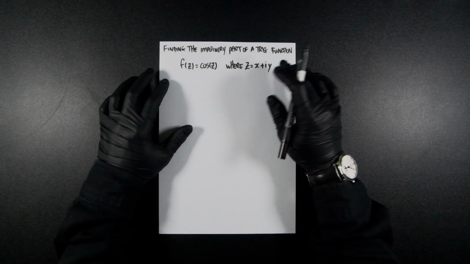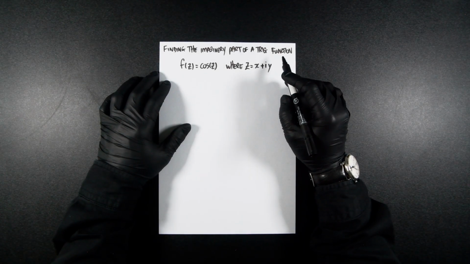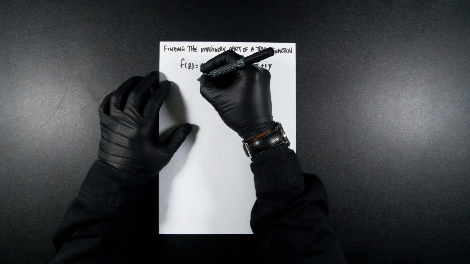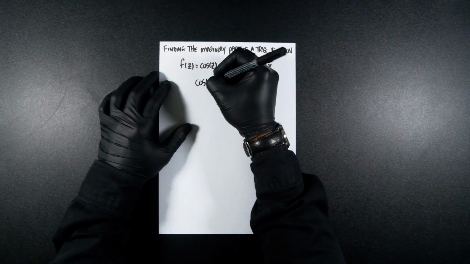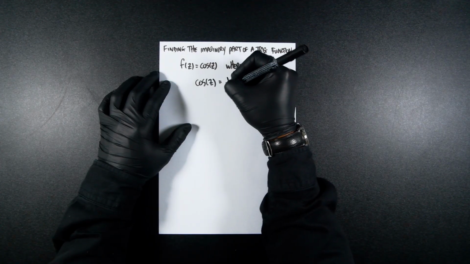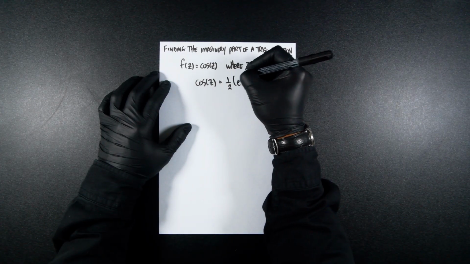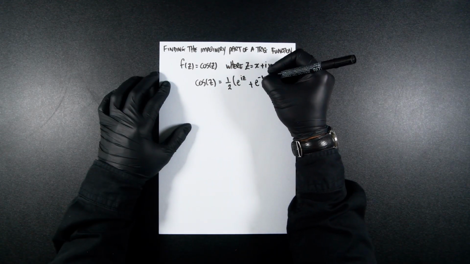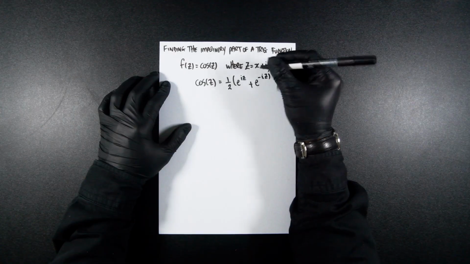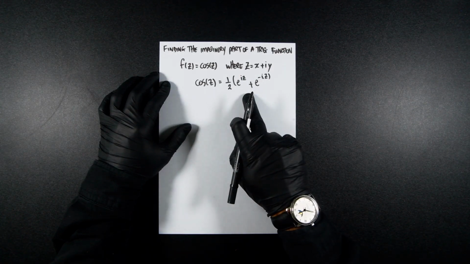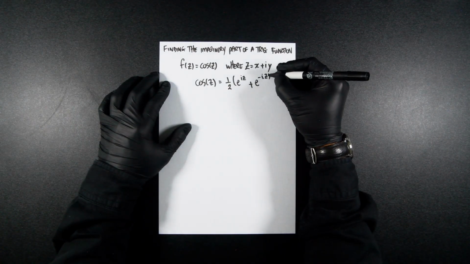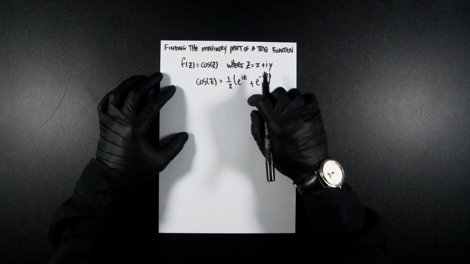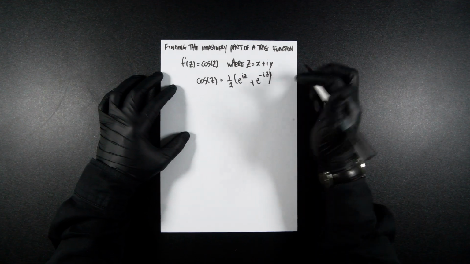We need to find the imaginary part of this trigonometric function. The first thing we'll use is the exponential definition of cos z, which is half e to the iz plus e to the minus iz. So if we know that that equals that, we can now substitute it in, where z equals x plus iy.